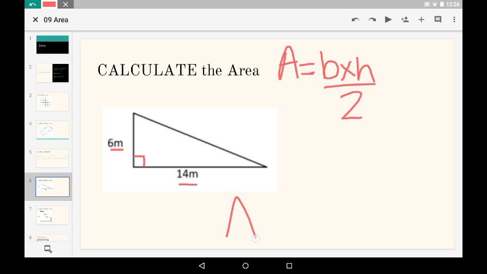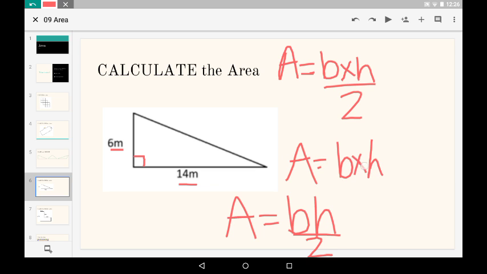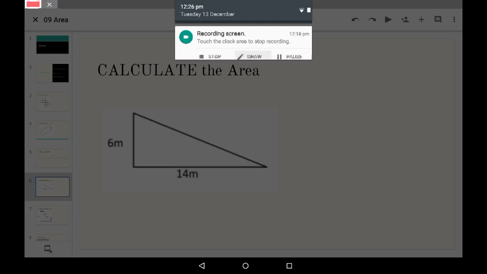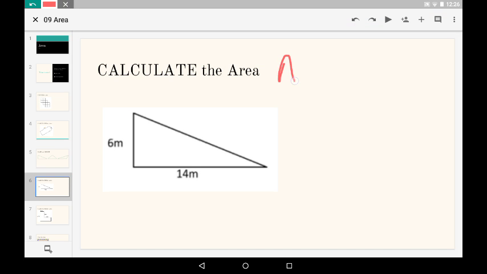You could also write that as area equals base height over 2, or area equals base times height divided by 2, like that. Any way you write it is fine as long as you have the formula correct. I'm going to write it base times height over 2. Formula's done. Now we plug in our numbers.